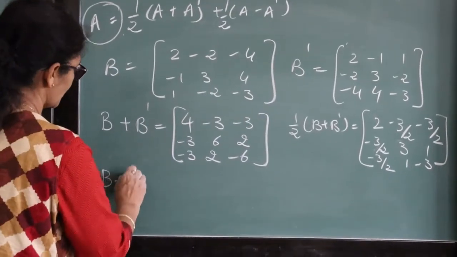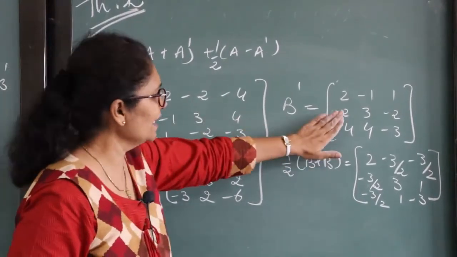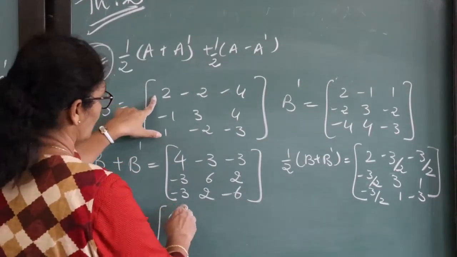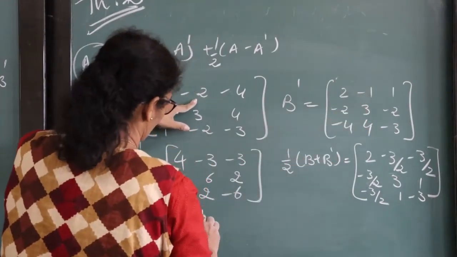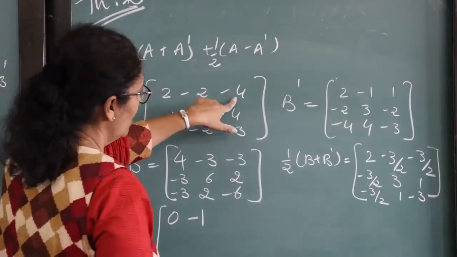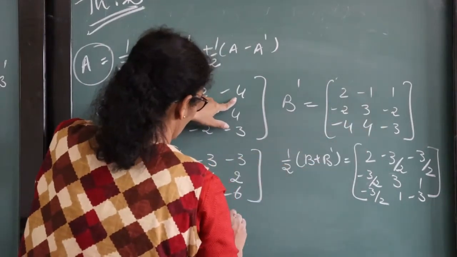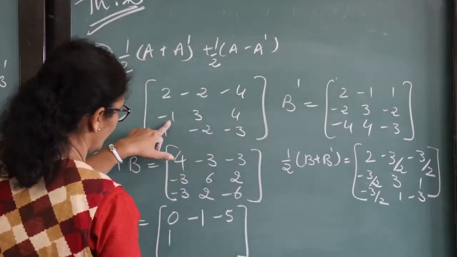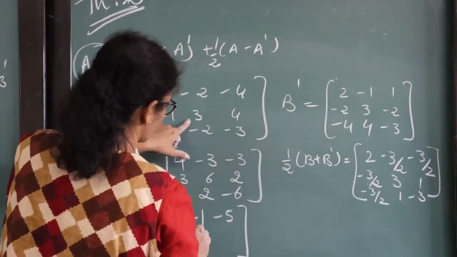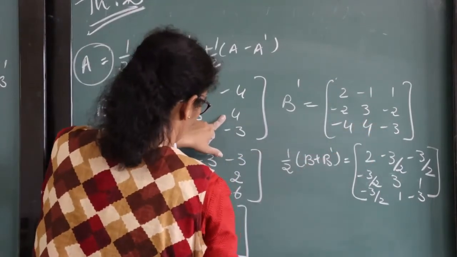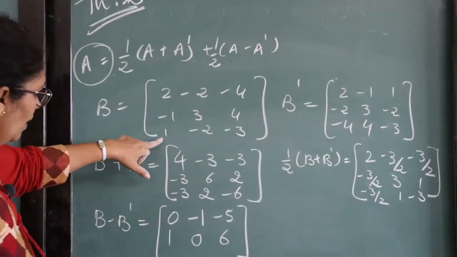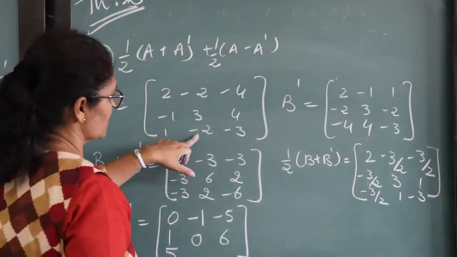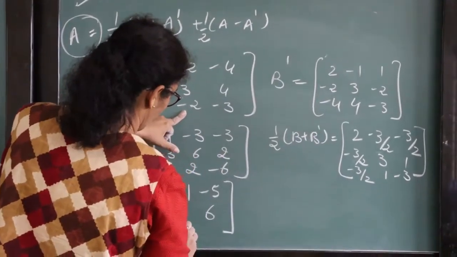Now we will write B minus B transpose. Now B and B transpose subtraction. So let's take subtraction. 2 minus 2, 0. Minus 1 minus minus 2 is plus, so minus 2 plus 1 will be minus 1. Minus 4 minus 1 will be minus 5. Minus 1 minus minus, plus 2 will be 1. 3 minus 3 will be 0. 4 minus minus 2 will be 6. Minus minus plus, 1 minus minus 4 will be 5, because minus minus plus. Minus 2 minus 4 is minus 6.